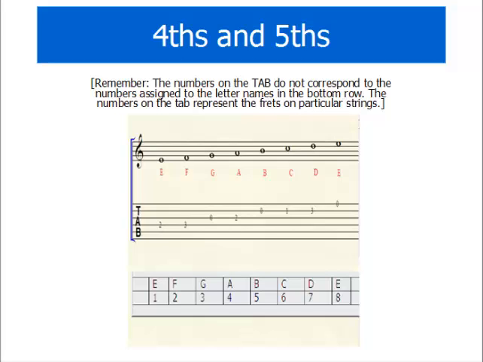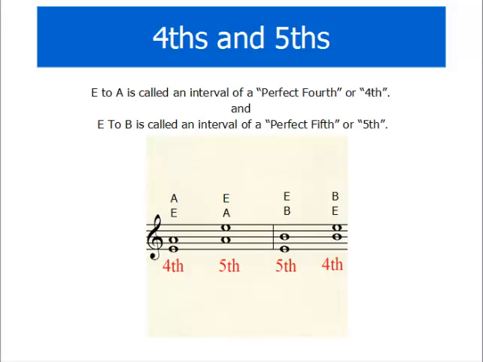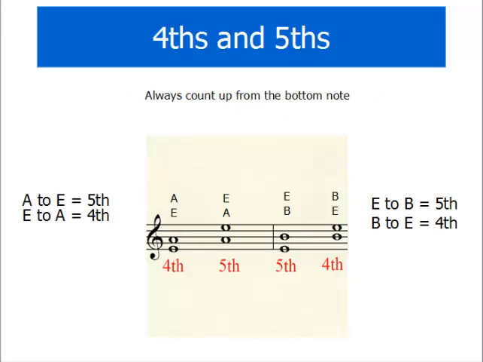We're more concerned right now about those numbers in the last third row there on the bottom, because they correspond with how we count intervals. Now, E to A is 4 steps, and E to B is 5 steps. E to A is called an interval of a perfect fourth. E to B is called an interval of a perfect fifth. So, keep this in mind. Always count up from the bottom note.